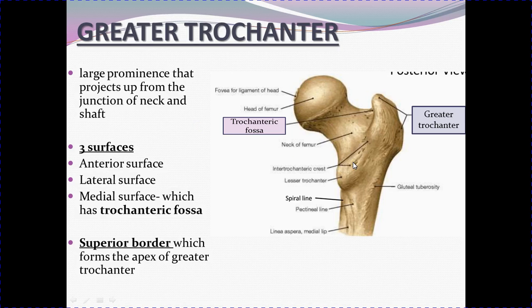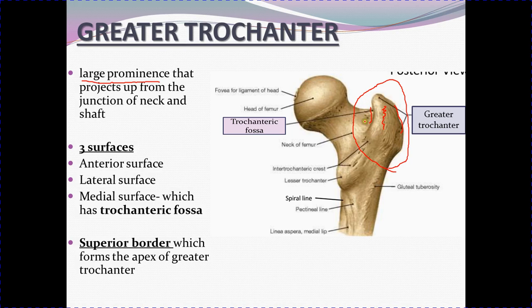The next feature present in the upper end is the greater trochanter. The greater trochanter is a large prominence that projects up from the junction of neck and the shaft. You can see in the figure, this is a large prominence projecting upward from the junction of neck and the shaft. It has three surfaces: an anterior surface, a lateral surface, and a medial surface.